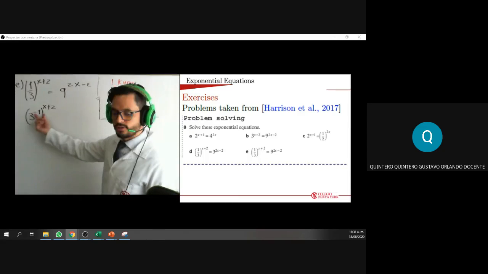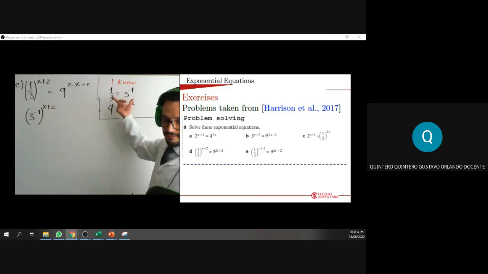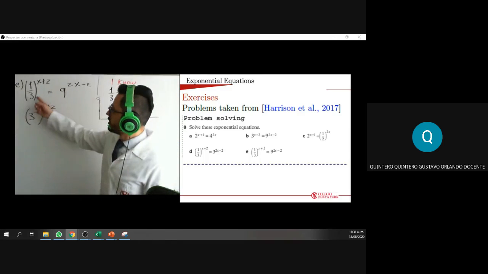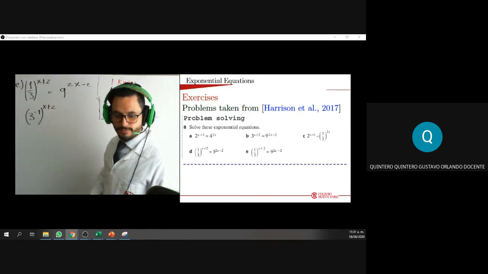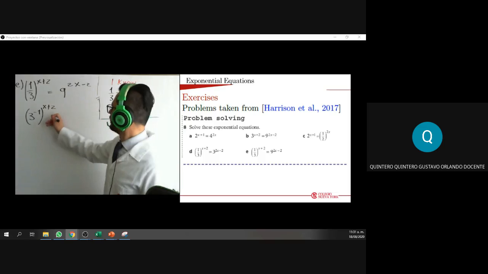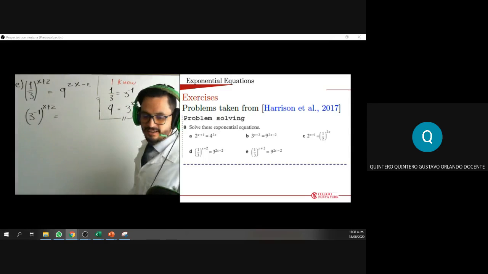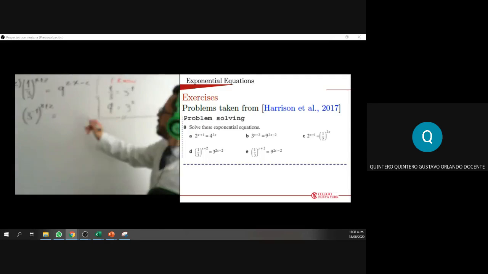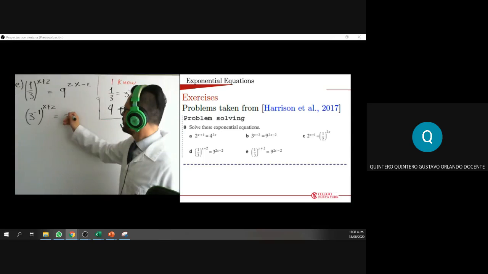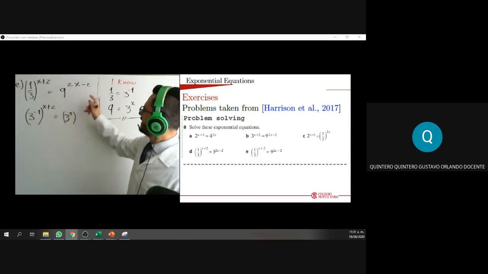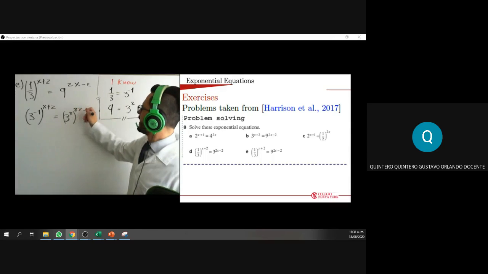1/3 is 3 to the -1. This is the first part, right? This is just changing this into a negative exponent. Equal. And now let's change the second part. The 9 is 3 to the 2. So what I have here is 3 to the 2 elevated to the 2x minus 2.